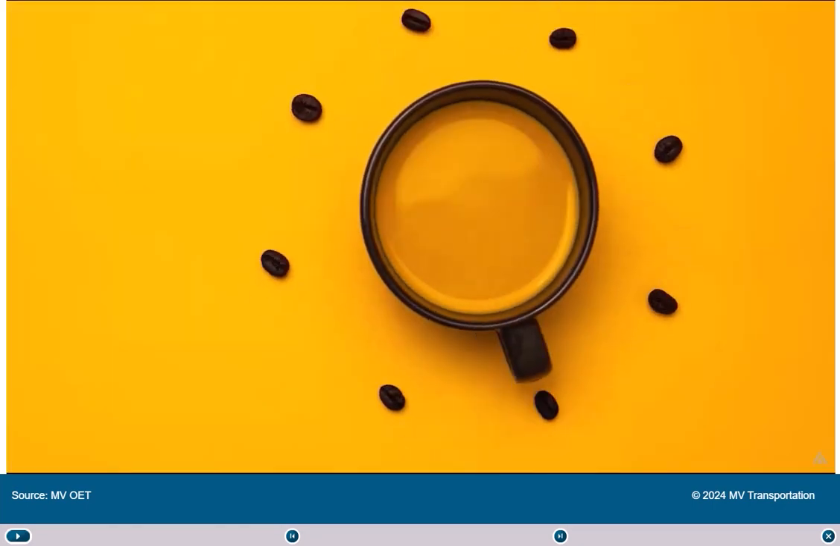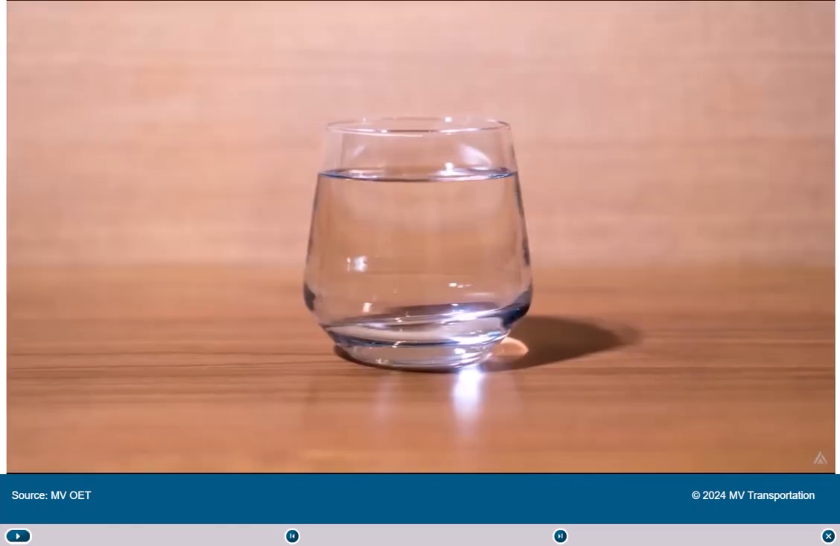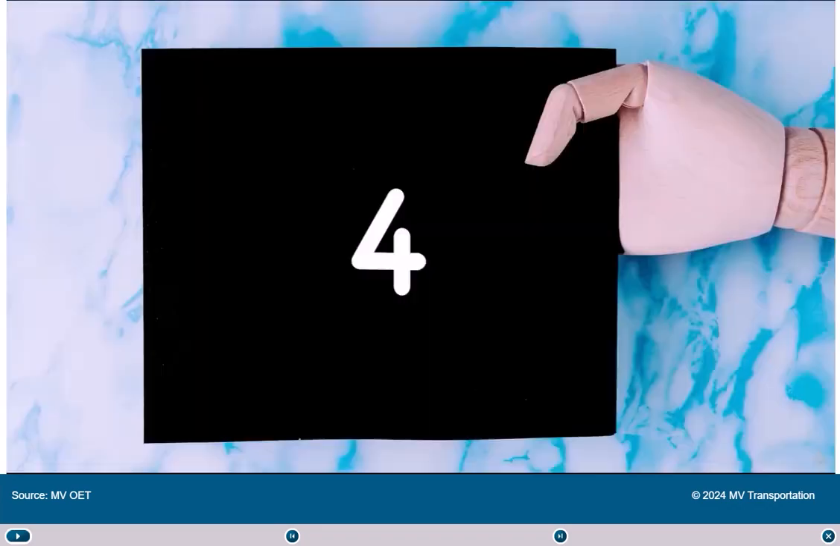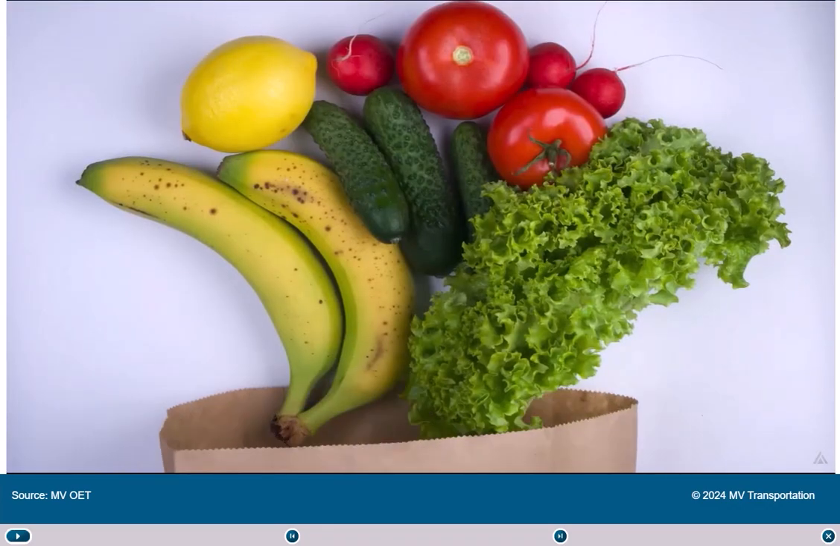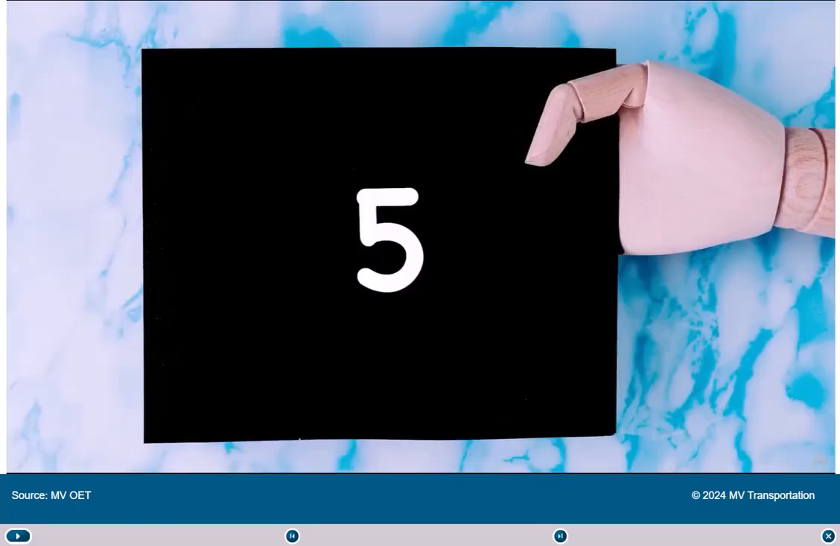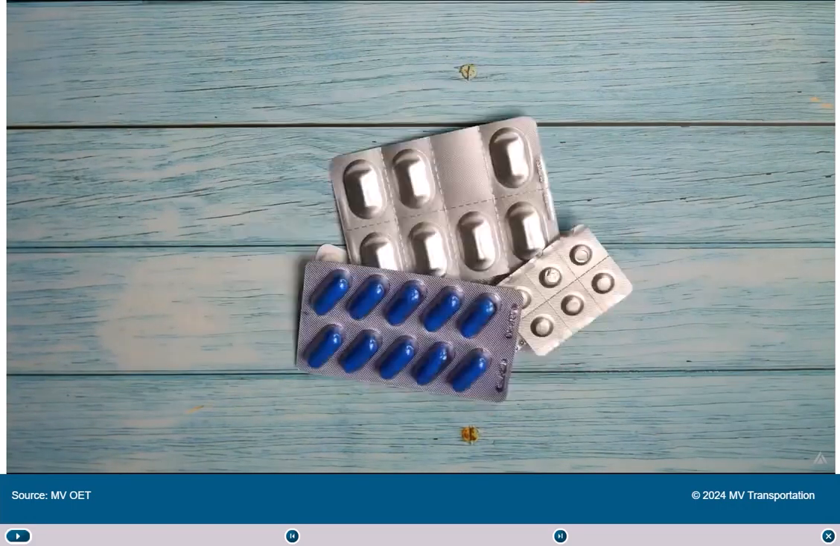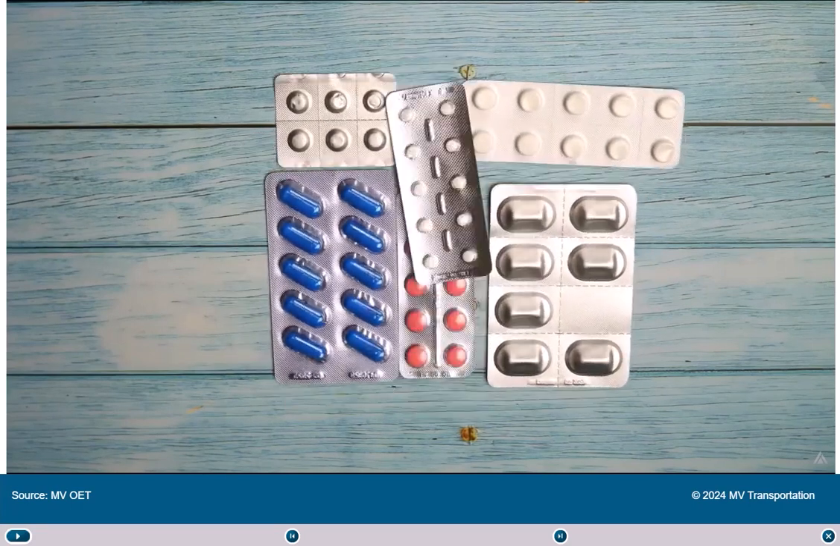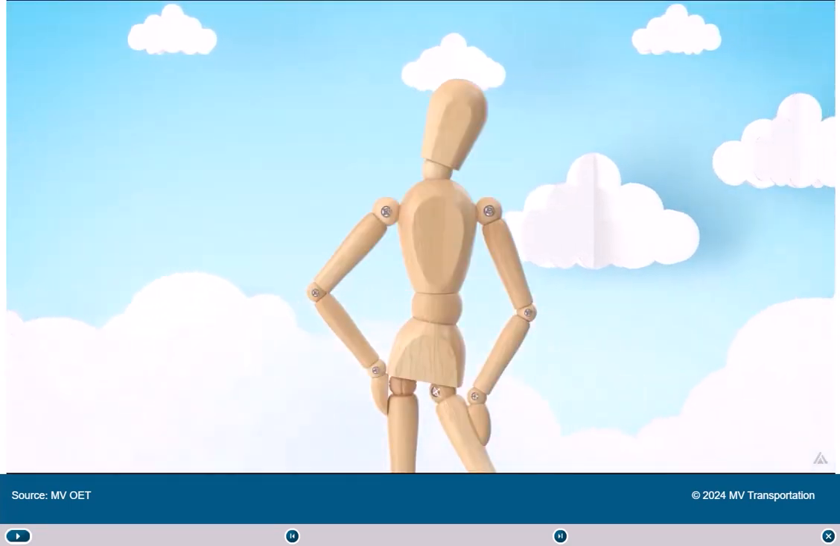3. Limit caffeine and alcohol and increase water consumption. 4. Eat healthy. This makes you feel better, and also it provides you with electrolytes. 5. Know if the medications that you may be on make you more prone to heat illnesses. So that's what you need to know to keep yourself healthy this summer.